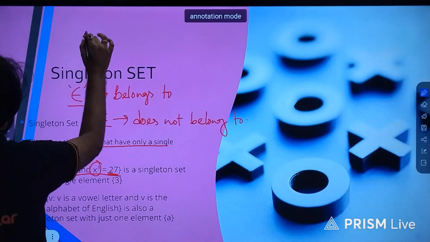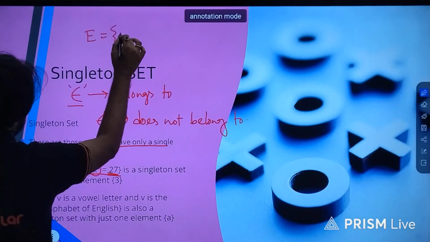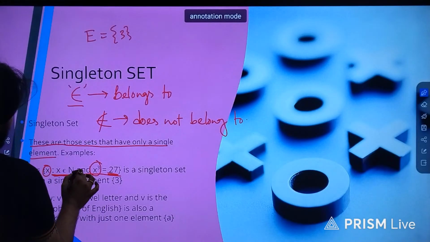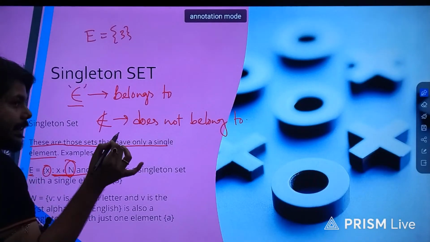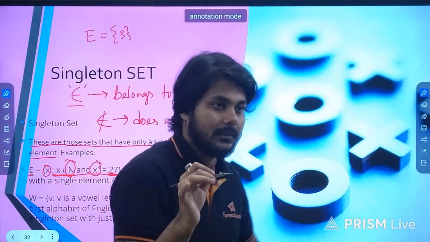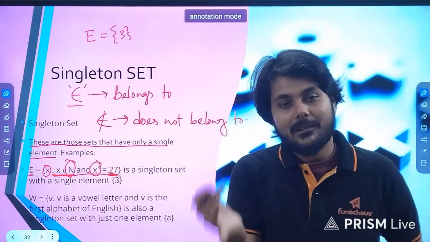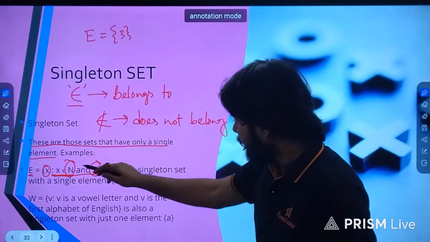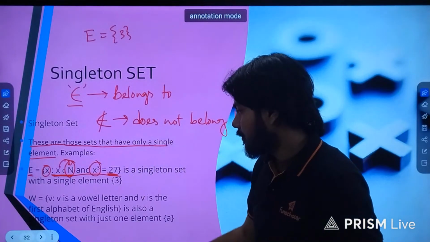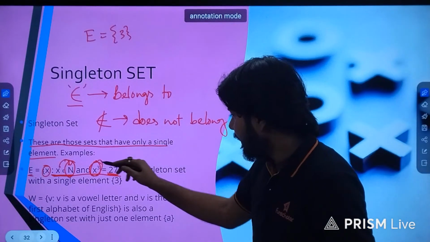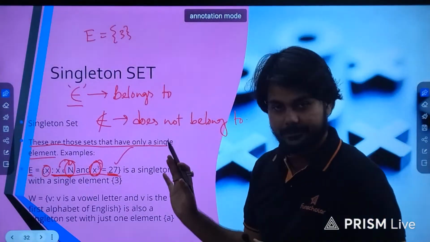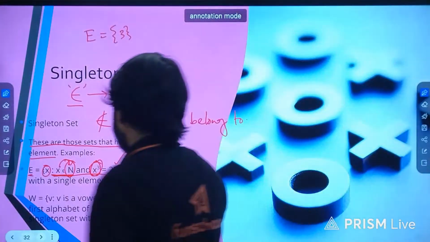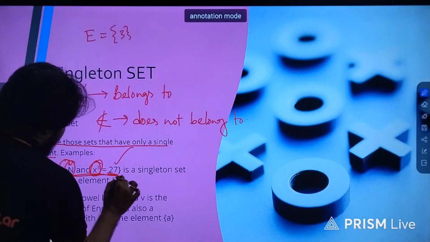Yes or no? You will say, yes sir, this is 3, because 3 is a natural number and 3 cube is 27. Is there any other number possible which belongs to the natural numbers and the cube of that number is 27? It is only a single number, that is 3. So this is a singleton set.